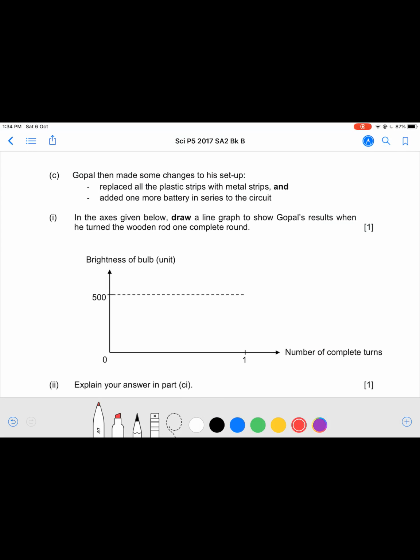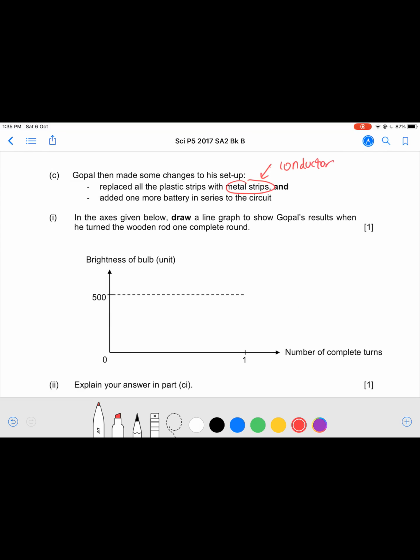Gopal then made some changes to his setup. He replaced all the plastic with metal. So now it is all going to be conductors. And he added one more battery. Now you're going to draw a line to show Gopal's result when he turned the wooden rod one complete round.